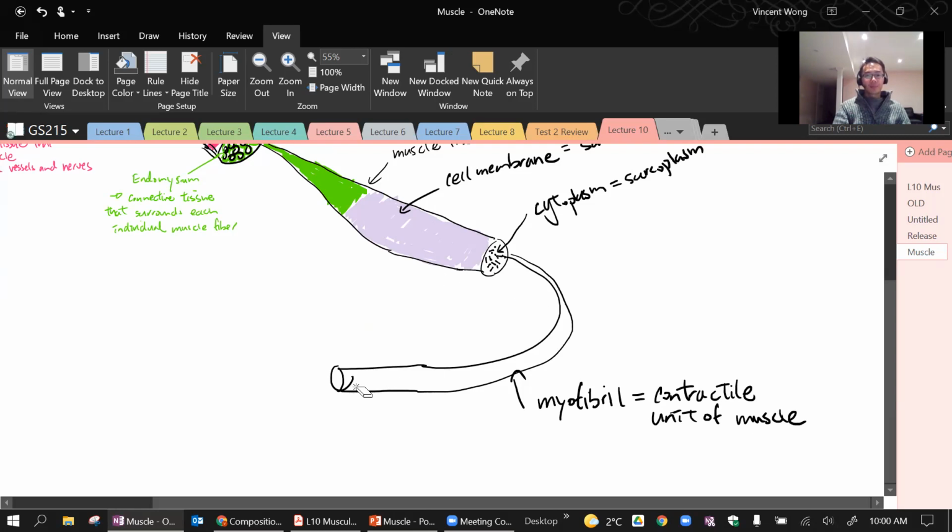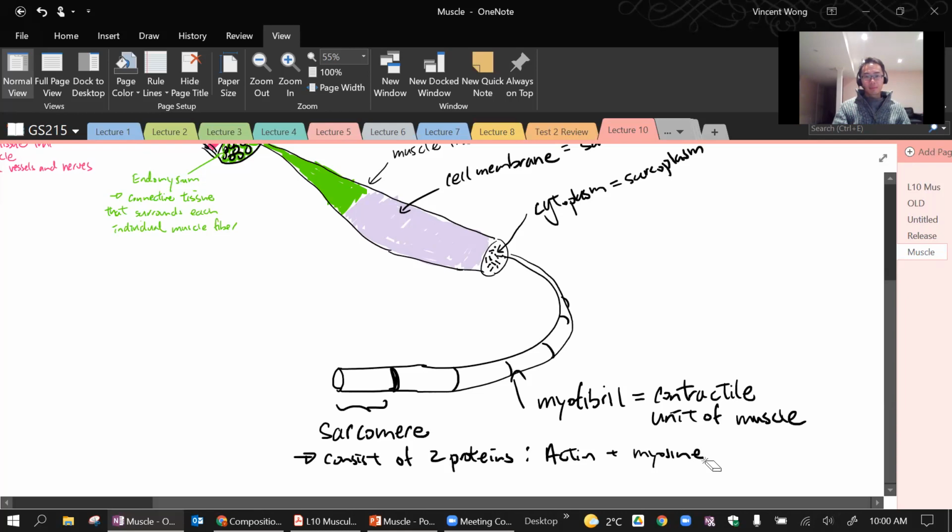The myofibril is actually separated into many repeating units. Each one of these is called a sarcomere. I'll explain in a second. It consists of two proteins, actin and myosin, and it kind of looks like this.